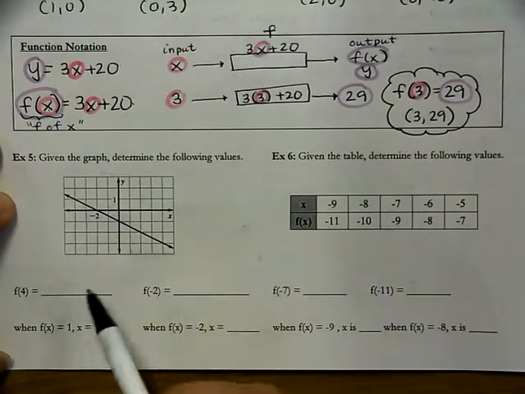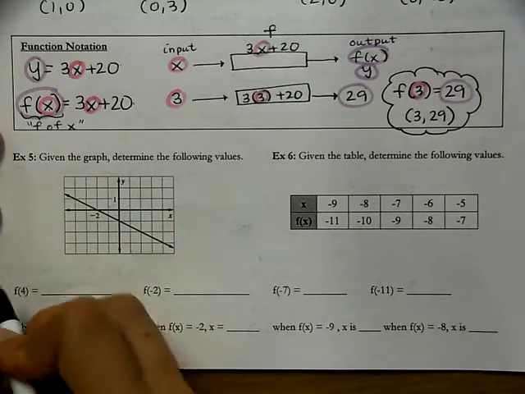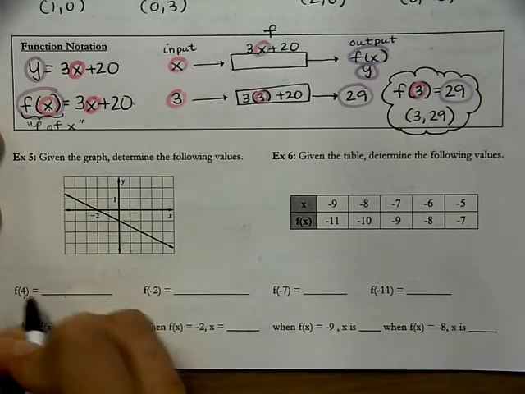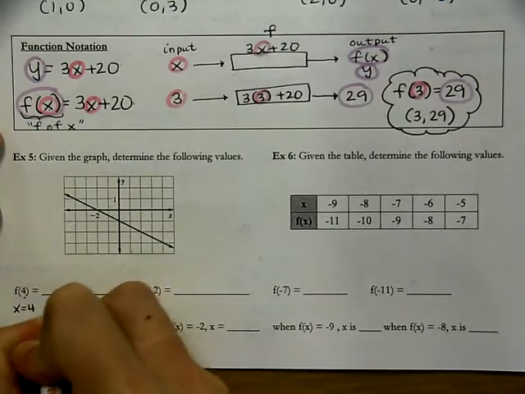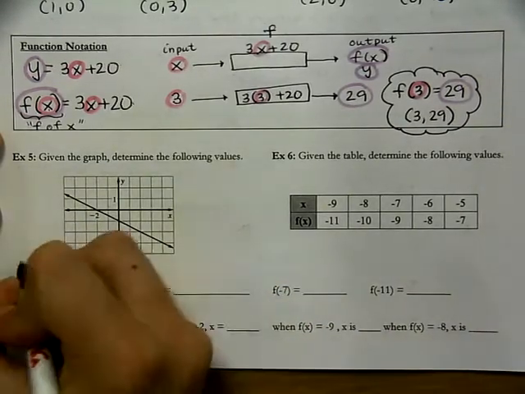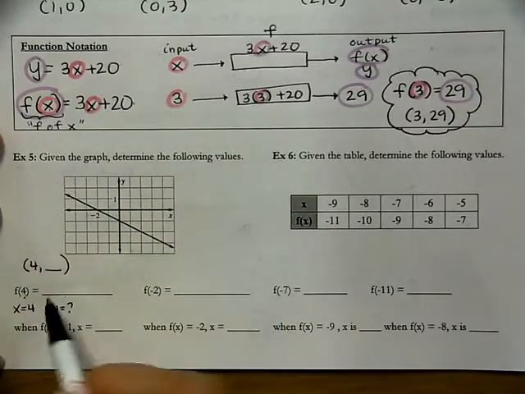For example 5, when I look at the graph, what this is saying is f of 4 equals blank. This means that the input is 4, what is the output? Or x equals 4, what does y equal? In other words, if you write it as an ordered pair, it's 4 comma something. That's what we're looking for.